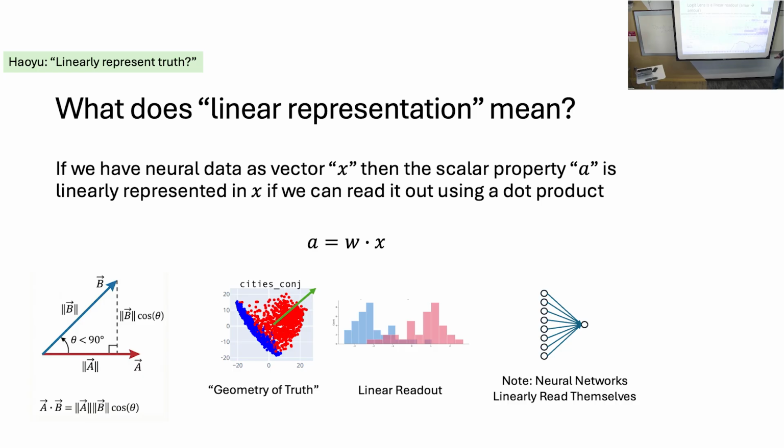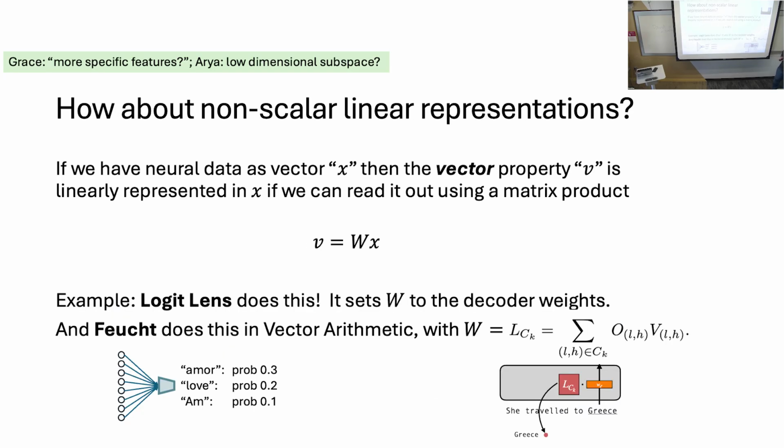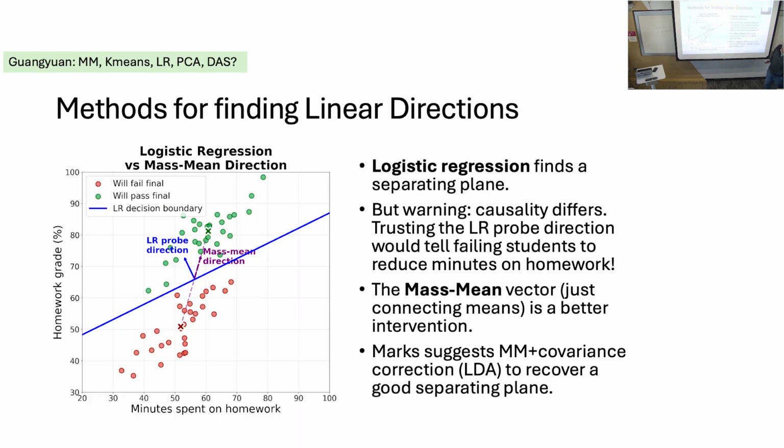Okay. Let's see. Any other questions that I missed? Arya got her question. Guangyan had a question. Oh, I like Guangyan's question. Is Guangyan here? Yes. So yeah, on that paper, it's used like main data for k-means or logistic regression probe.